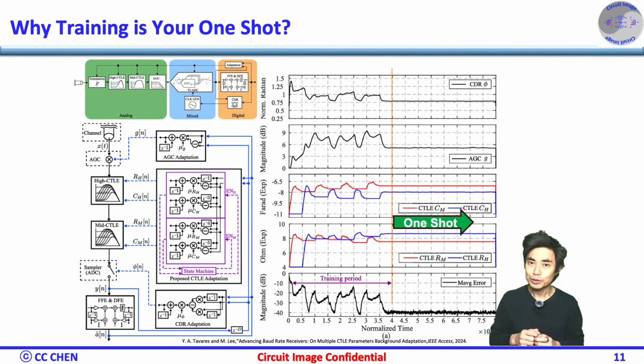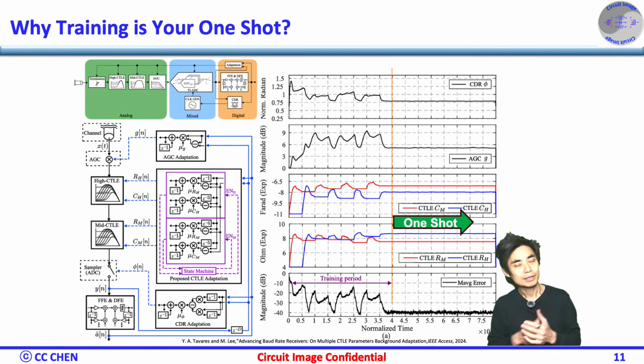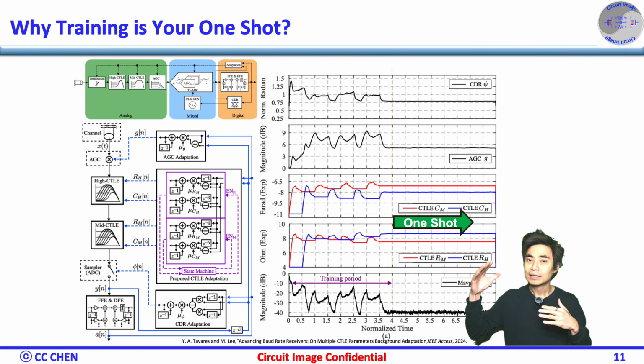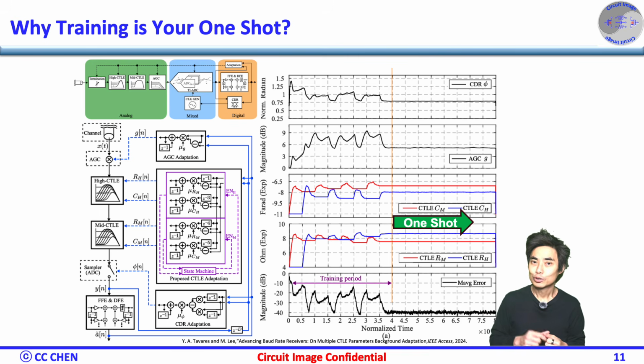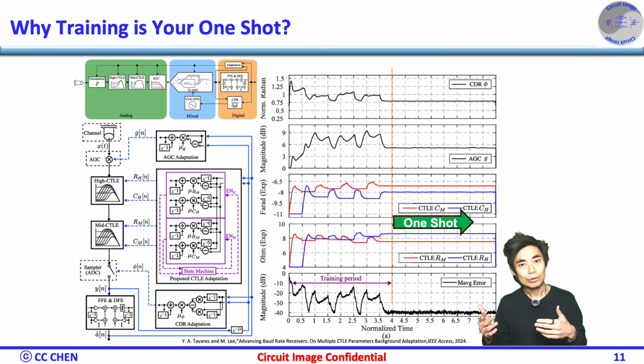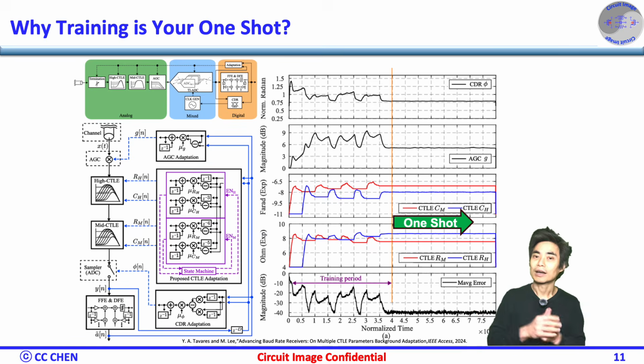Since CTLE tuning happens only during training, the metric matters. Don't just maximize eye height. Use SNR, histogram separation, or error-based metrics that reflect real robustness. Choose the safest setting, lock it, and let the DFE or DSP handle dynamic variation. The CTLE becomes a stable analog preconditioner, not a continuously moving target.